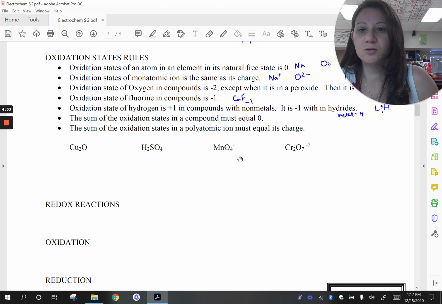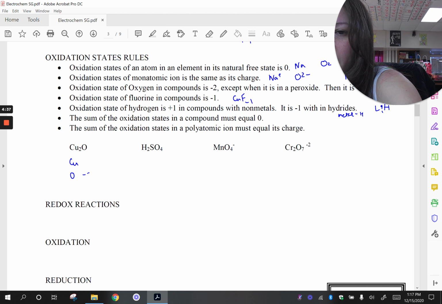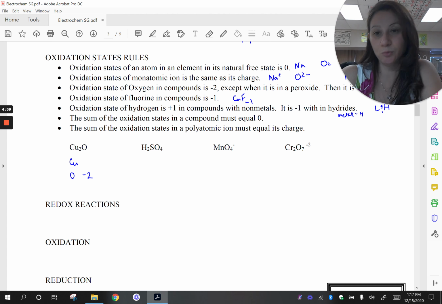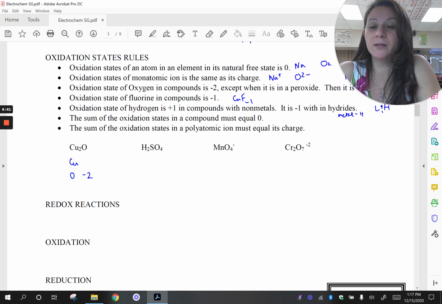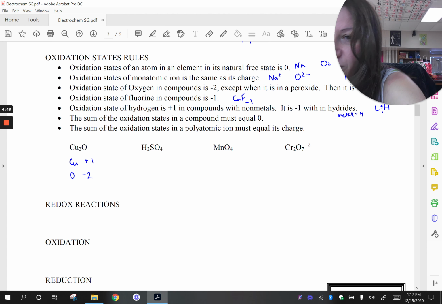We're going to start with Cu2O. Oxygen here is -2. Copper, there's no rule about it. However, knowing that the total needs to be 0 because it's neutral, because it's a compound, that makes each of the coppers +1.